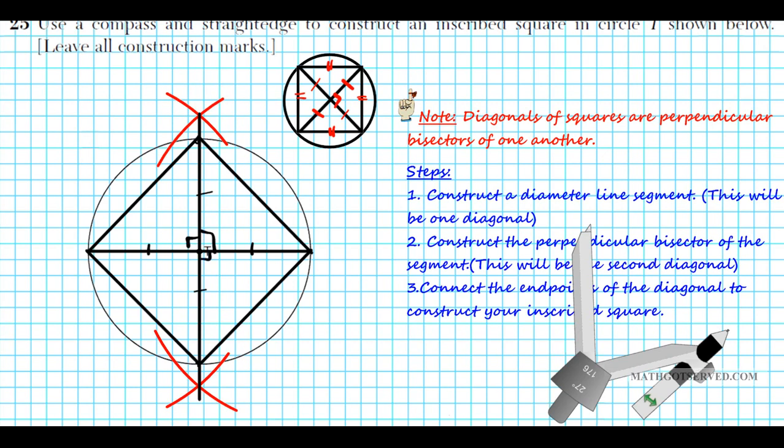So basically using SAS, we know that our 4 triangles are congruent. The 4 hypotenuses are congruent, so that tells me it's a square, and it is also inscribed in the circle, so that's exactly what we want.